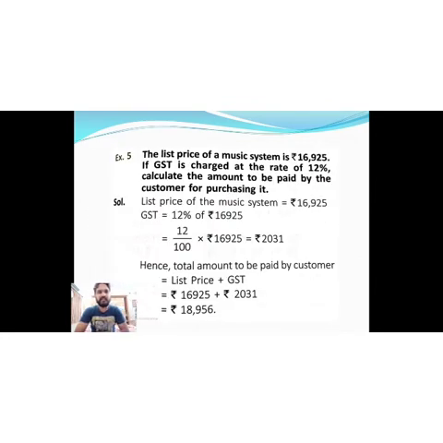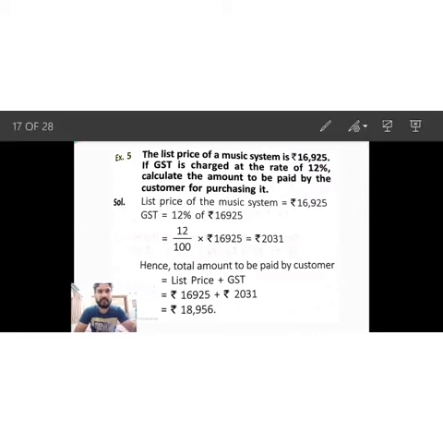Now let us see an example. The list price, meaning the mark price, of a music system is rupees 16,925. If GST is charged at the rate of 12%, calculate the amount to be paid by the customer to the shopkeeper for purchasing it. Okay, so now see, the price is 16,925. Now 12% of rupees 16,925 is 2,031.